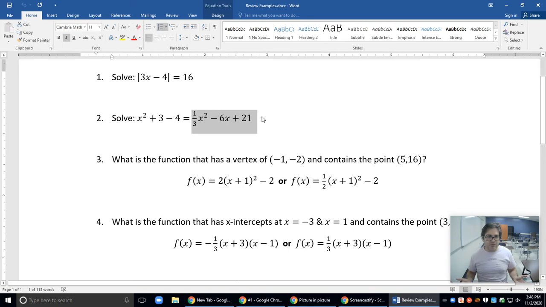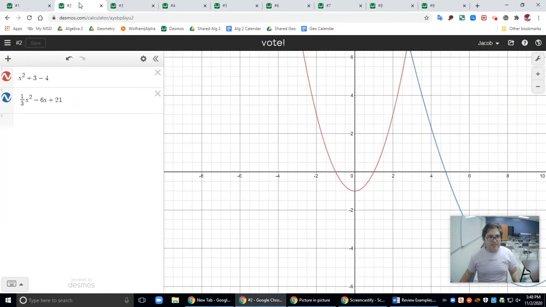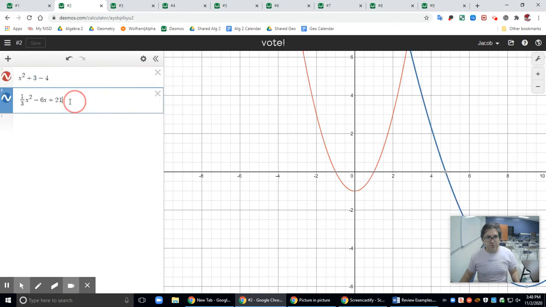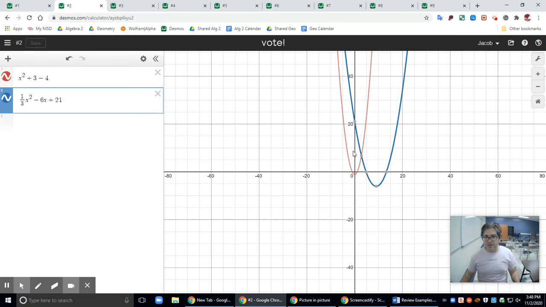It'd be kind of tricky to solve it by hand. So I'm going to type the left-hand side into one line, the right-hand side into another line, and then, yeah, you might have to zoom out and get the intersections, but that's all you're doing.